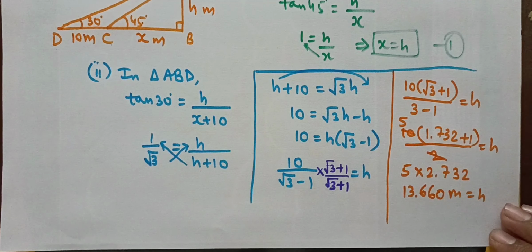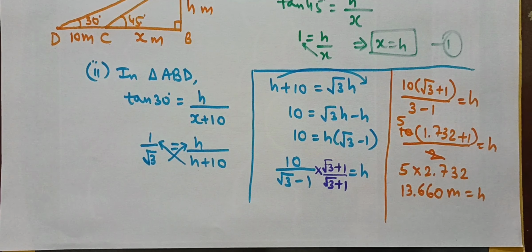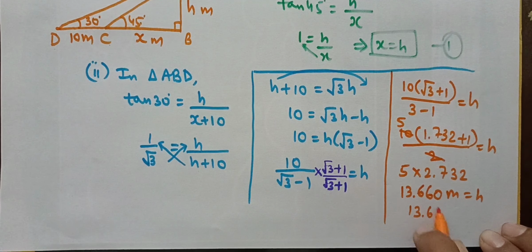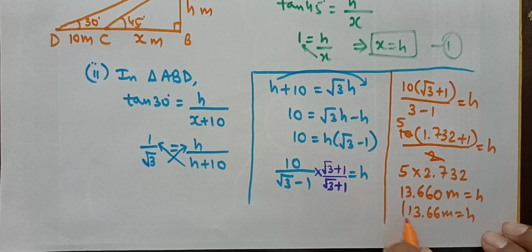We have to do rounding off. In rounding off, observe the third digit. If the third digit is 5 or more than 5, then we have to add 1 to the previous digit, but over here the last digit is just 0. So our final answer is 13.66 meter, the height of the tower.